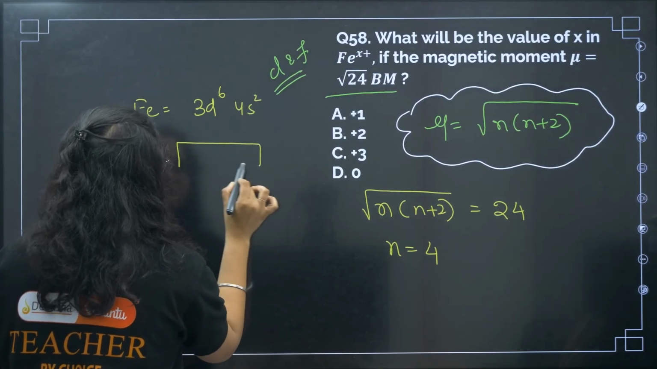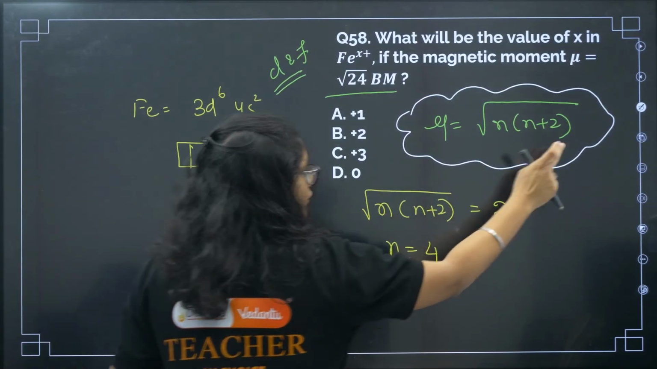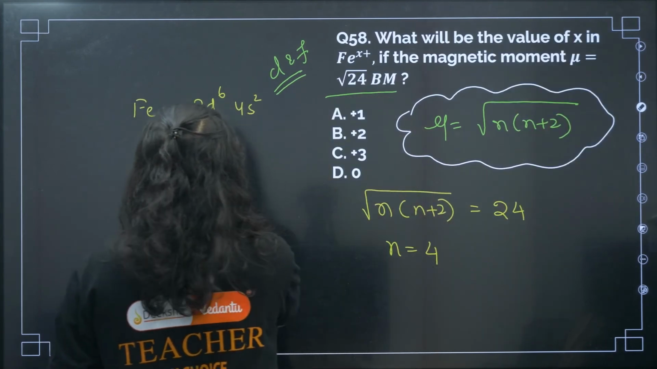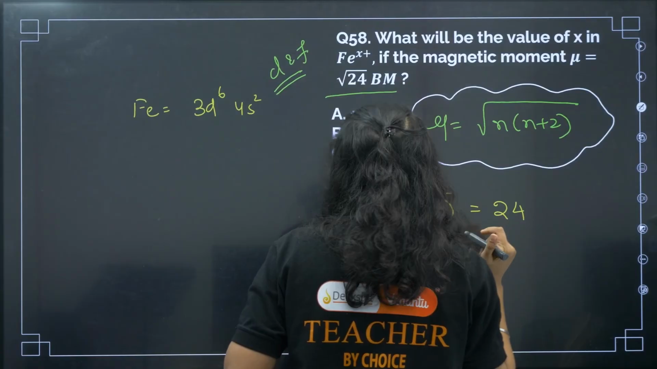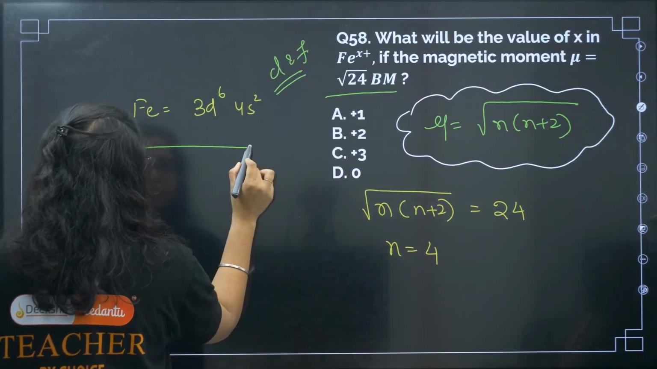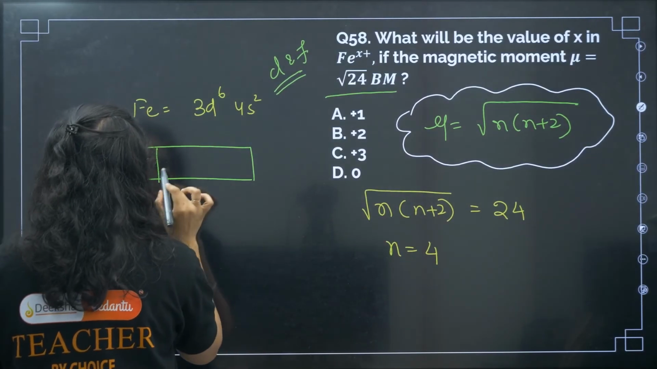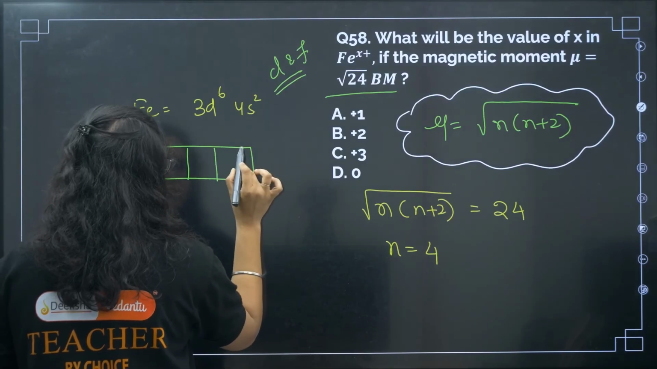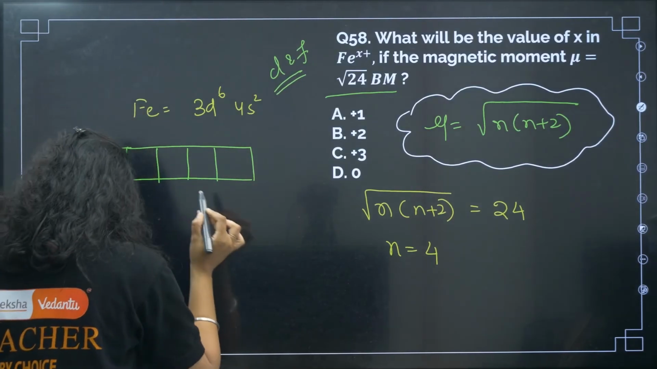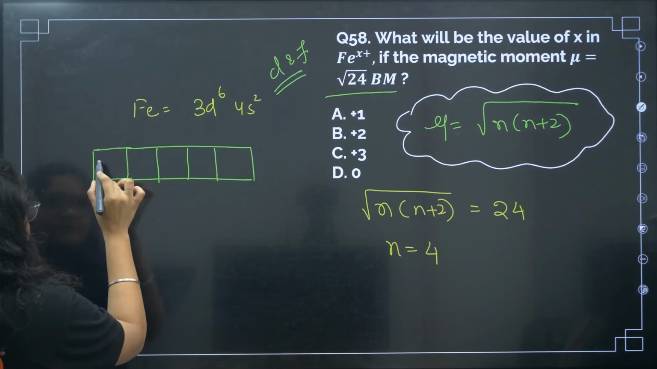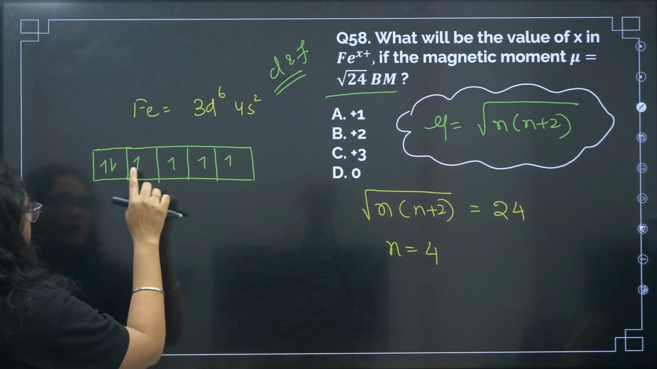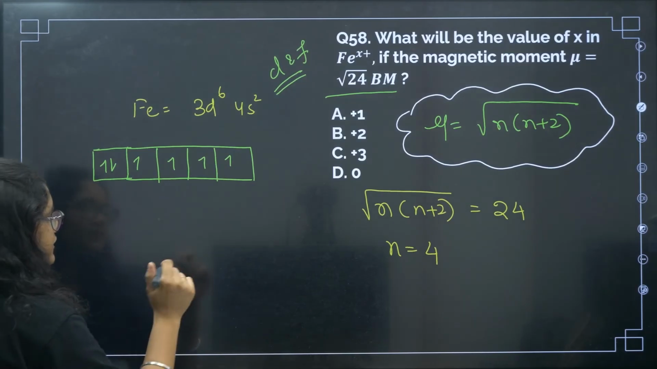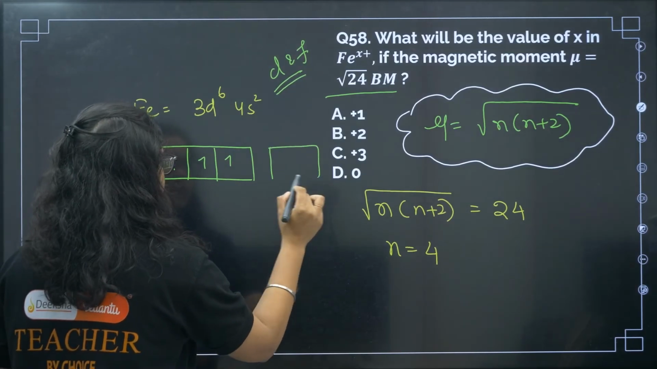So if I draw this one, we'll draw it a little bigger so that it will be clearly visible to all of you. Okay, so now in d there are 5 orbitals, right? We'll draw one more. Okay, and then we have 3d6. So 1, 2, 3, 4, 5 and 6. 3d6 and I have 4s2.